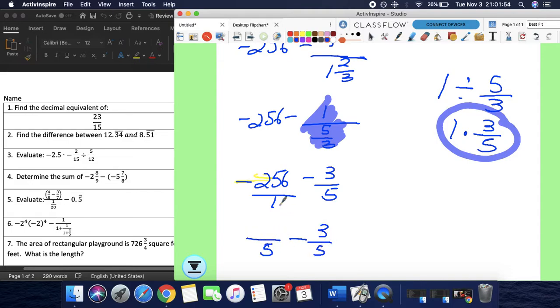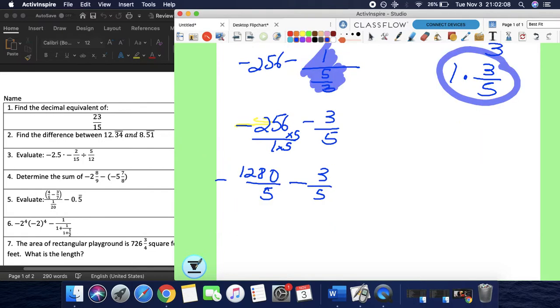So how did the 1 become a 5 times 5? I need to multiply the top times 5. 5 times 6 is 30. 328 goes to 1,280. Minus, right? So don't forget the minus sign.